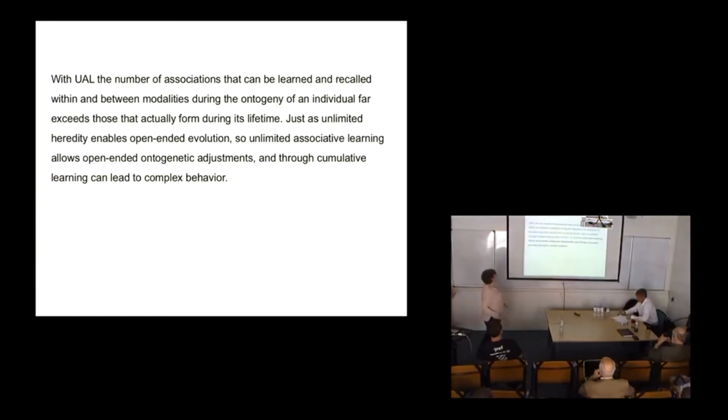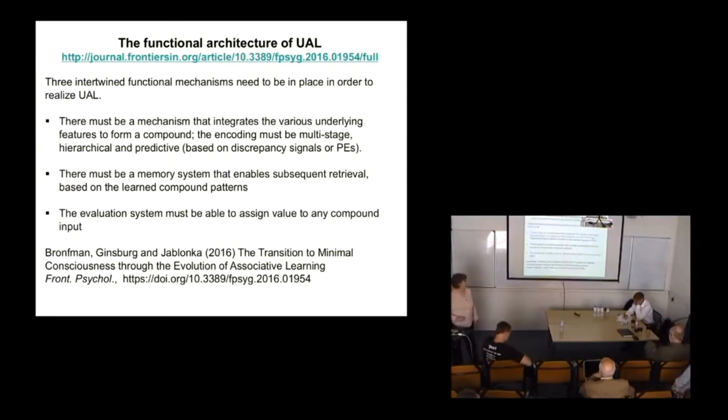Now, with UAL, the number of associations that can be learned and recalled within and between modalities during the ontogeny of an individual far exceeds those that actually form during its lifetime. So this, like unlimited heredity, allowed open-ended evolution. Associative learning allows open-ended genetic adjustments. Okay. And for cumulative learning, it can lead to very complex behavior indeed.